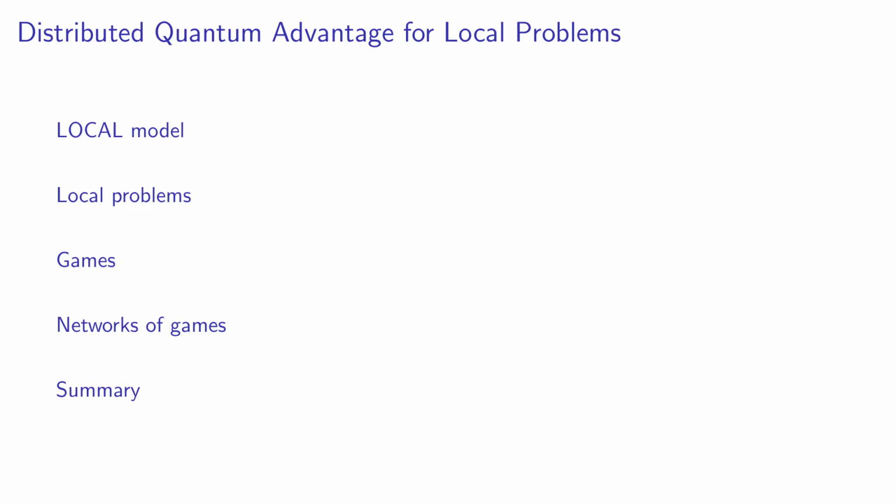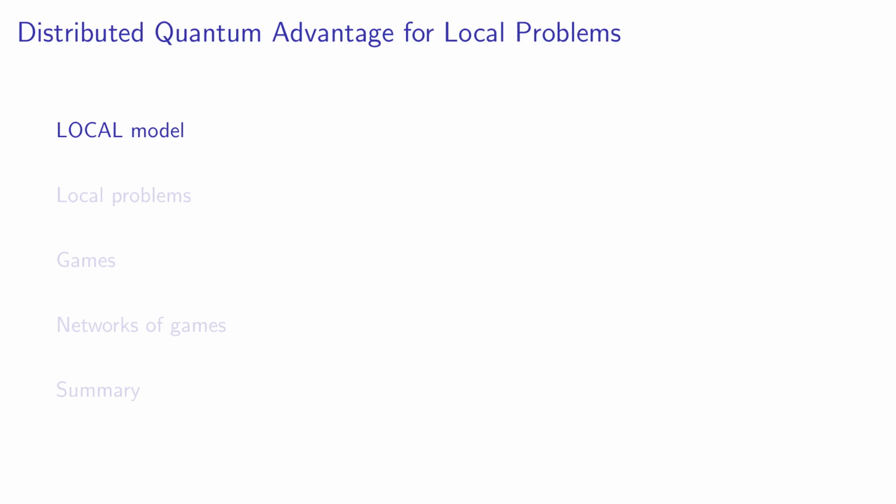In this presentation, I'm going to start by telling you what I mean by distributed quantum advantage by presenting you the local model of distributed computation. And then I'm going to continue by telling you what I mean by local problems. So after this, you should understand the title of this work. Then I'm going to present you one of the key ingredients in our work, namely games, and how we assemble them into a quantum advantage, that is, the networks of games. Finally, I'm going to summarize our work.